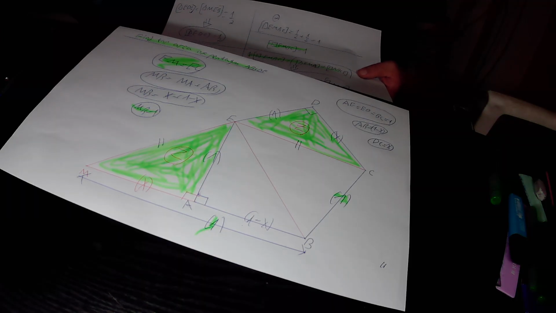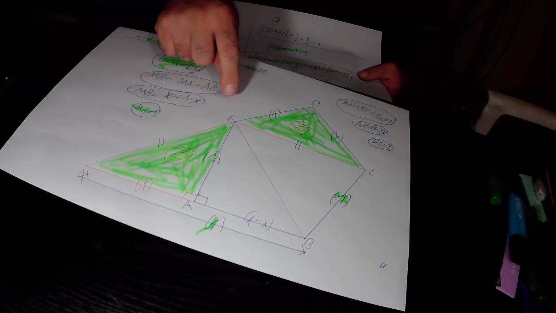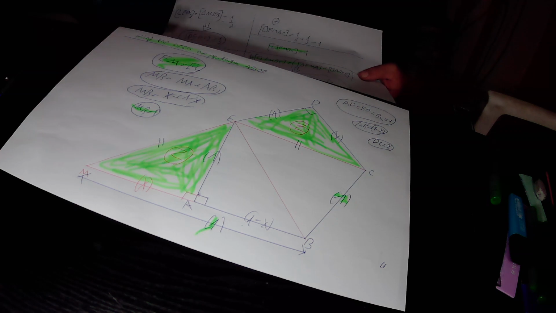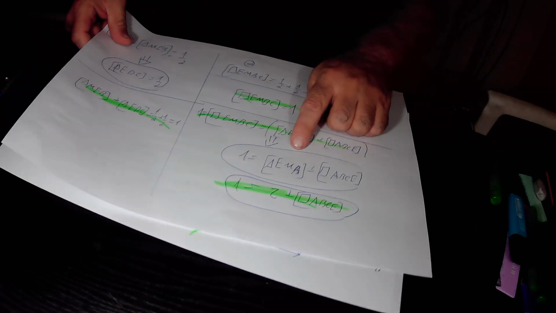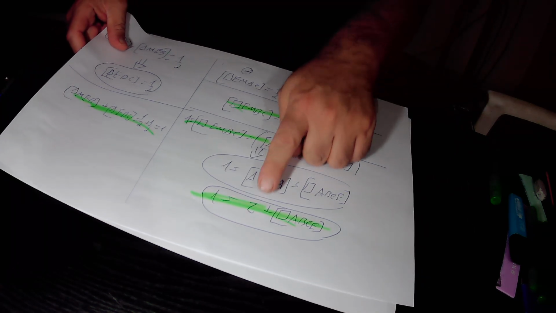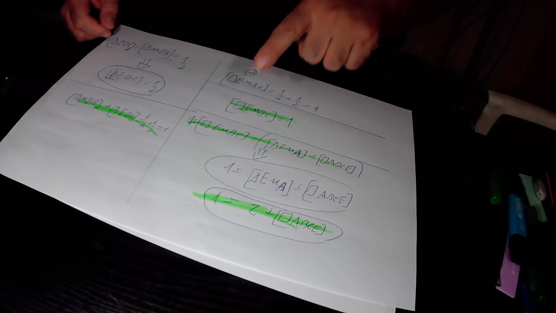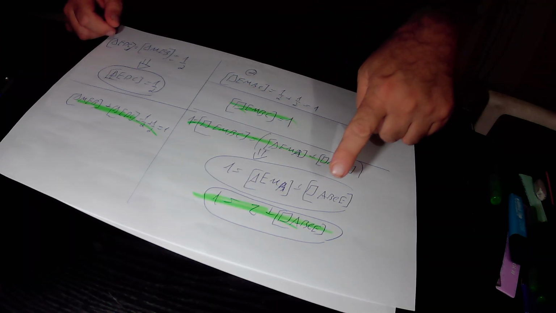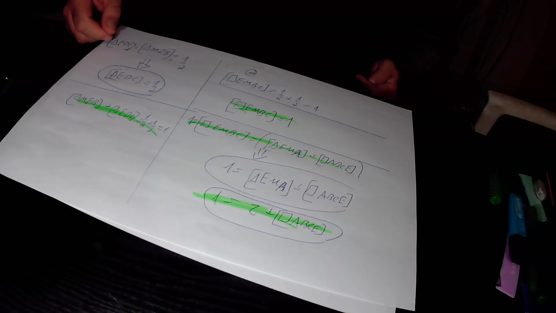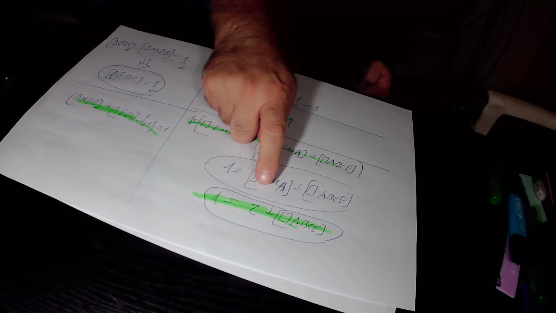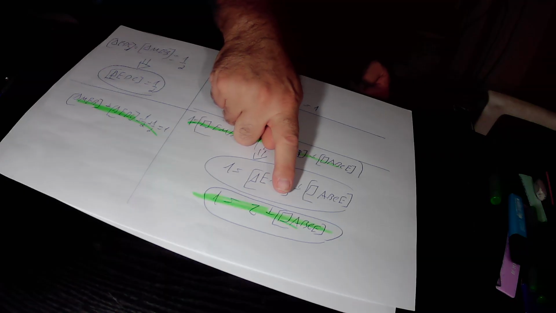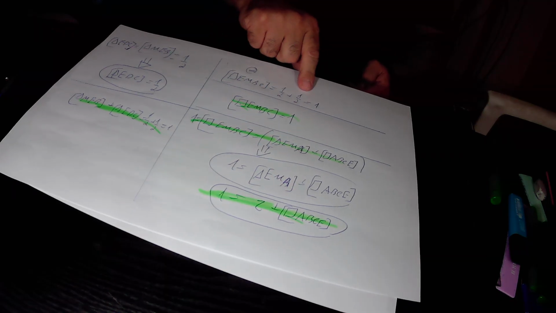But we already found out that the area of this triangle EMA equals Z. So we can substitute the area of triangle EMA by Z. And therefore in total we get that 1 equals Z plus the area of quadrilateral ABCE. Repeat again, 1 equals Z plus the area of quadrilateral ABCE.